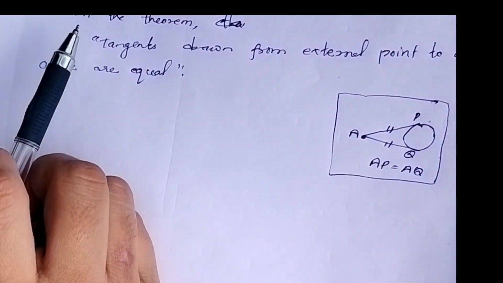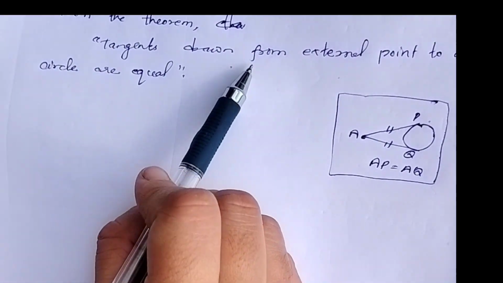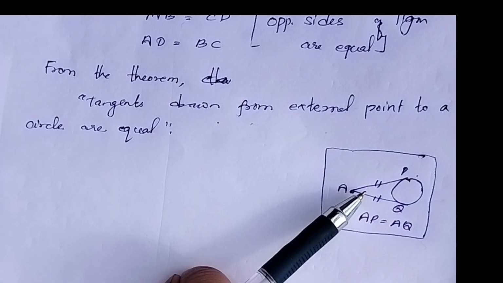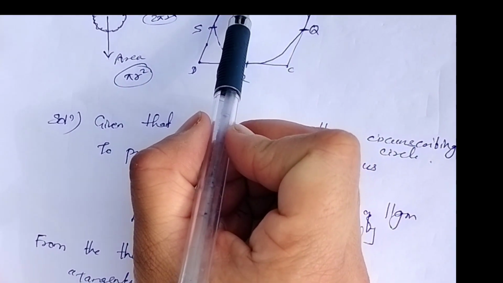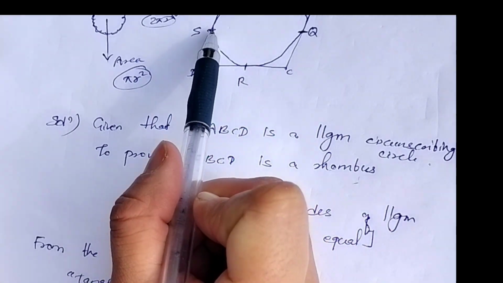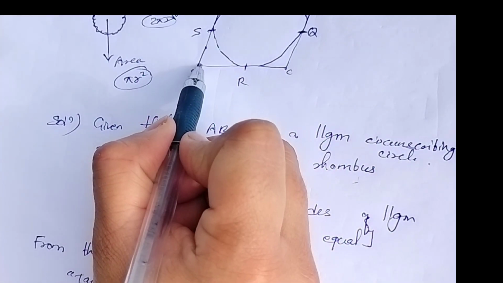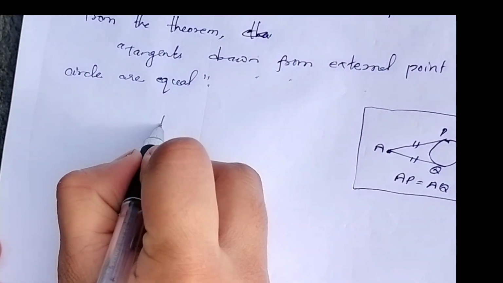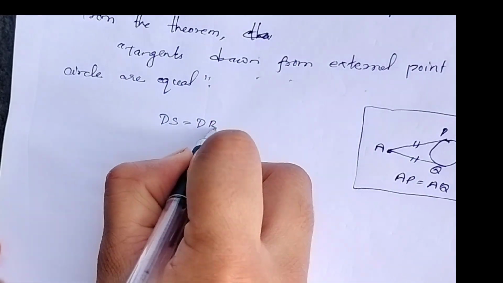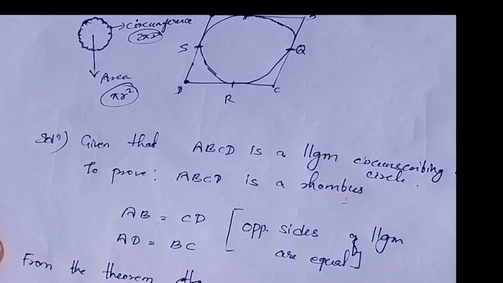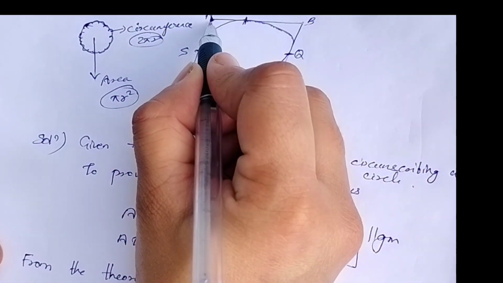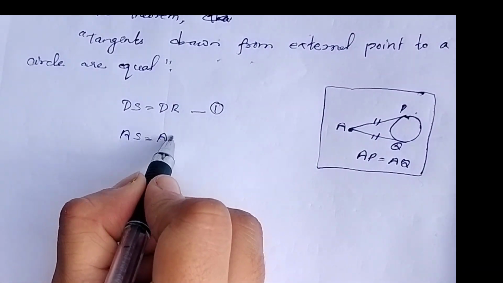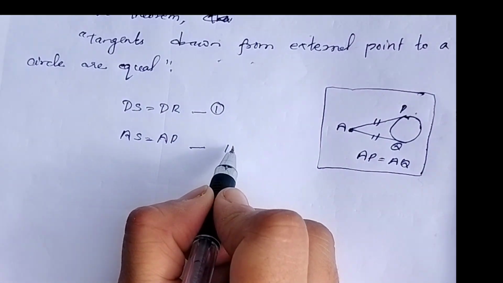Since from the theorem, tangents drawn from an external point to a circle are equal, from this we can write DS equals DR. Now since this is a point and two tangents are drawn to the circle, DS equals DR is our equation 1. From the other point, A, we get AS equals AP, which is your equation number 2.